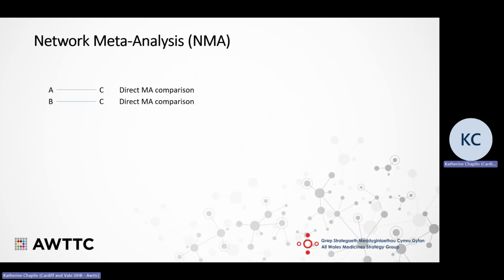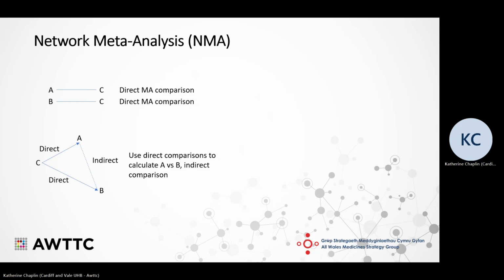The indirect evidence refers to evidence obtained through one or more common comparators. So if there are no RCTs that directly evaluate A versus B, however, we have direct comparisons for A versus C and direct comparisons for B versus C, these can then be used to calculate the effects of A versus B. These models can be very large and complex.